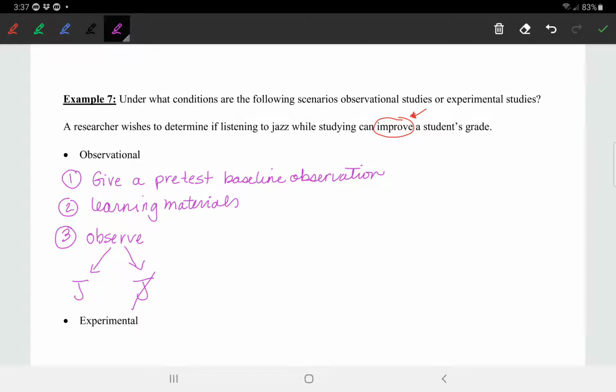Okay. After the specified period of time, then we can give the retest so we can look and see at the scores. Did the scores improve? And finally, then 5, you could record the results and try and make the determination. Did the retest scores for the students who listened to jazz, were those higher than their baseline observation?